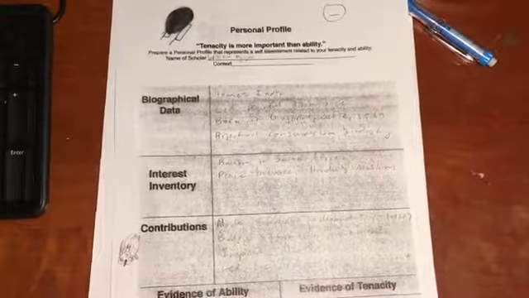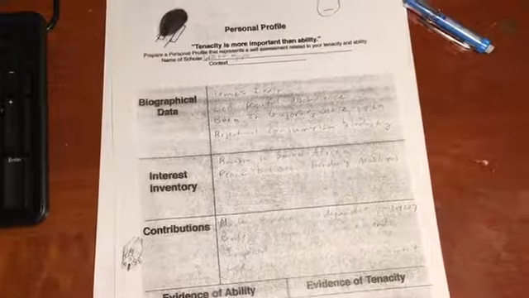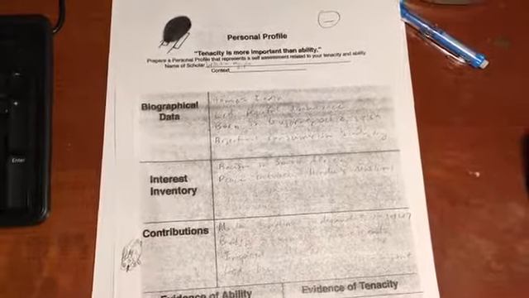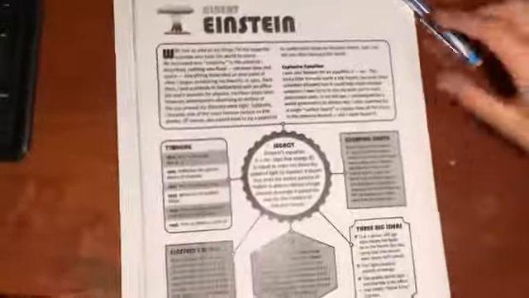The evidence of ability. Abilities are skills that the person already has. Like, for example, maybe you were born and you were just really good at sports, or somebody else was born, they were not that great at sports, but they had to work to get good at sports. That work to get good at sports is tenacity. The next one is about Albert Einstein. It's exactly the same thing, but we wanted to cover two categories.